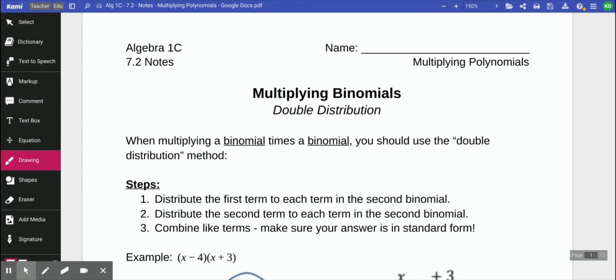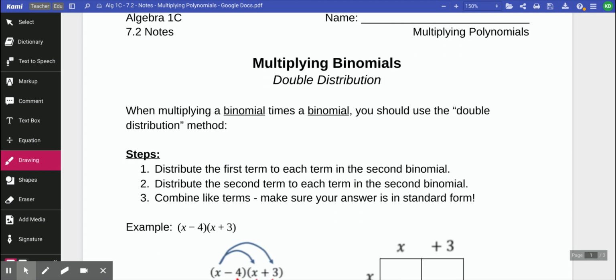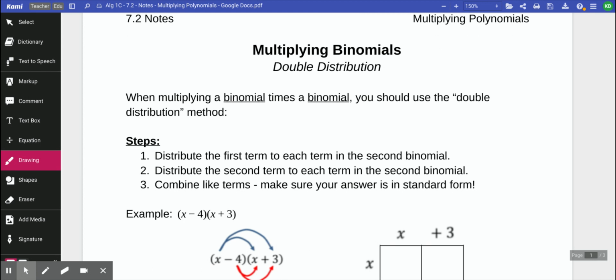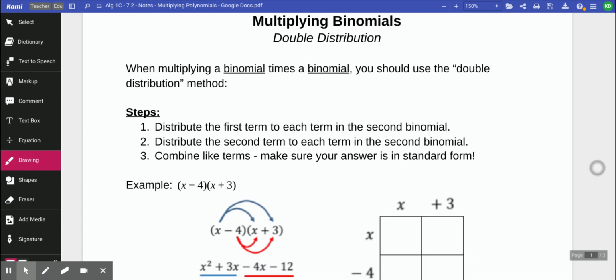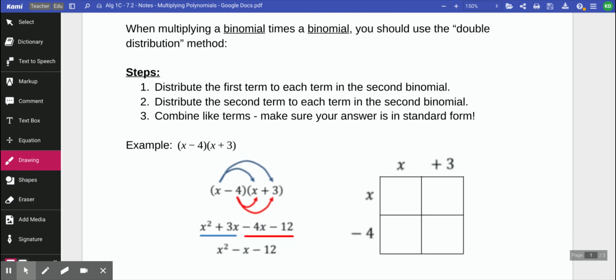So when we multiply a binomial times a binomial, we're going to use the double distribution method. Our steps are listed right here. First we're going to distribute the first term to each term in the second binomial, then distribute the second term to each term in the second binomial, combine like terms, and make sure your answer is in standard form. That's a lot of jargon, but let's just do an example and you'll see how this comes together, okay?